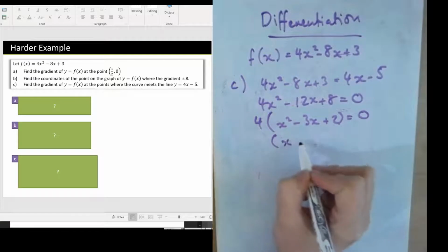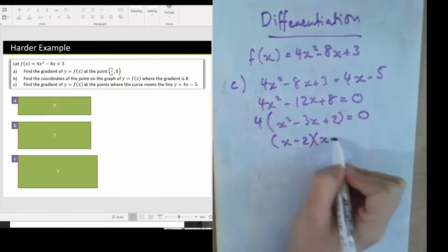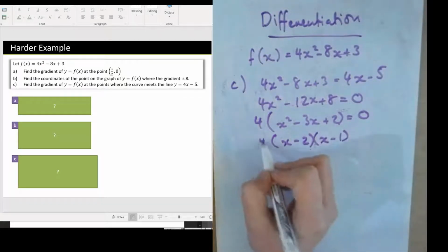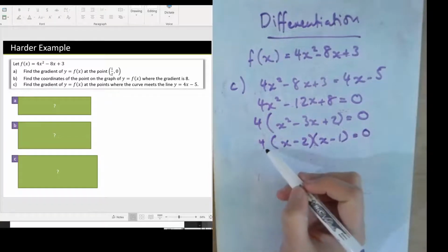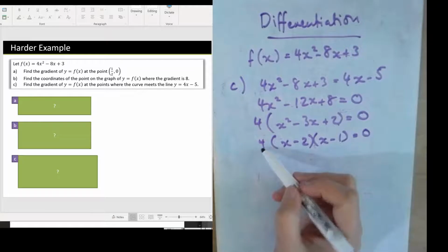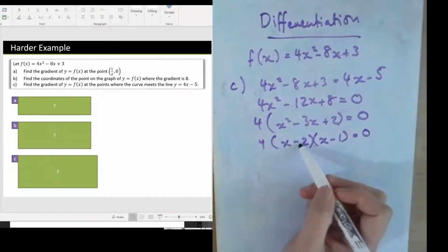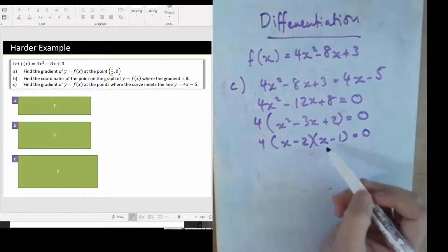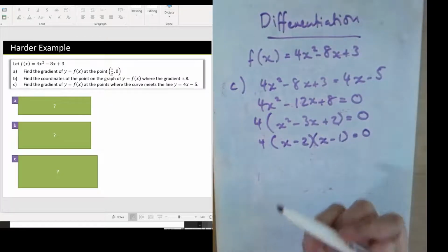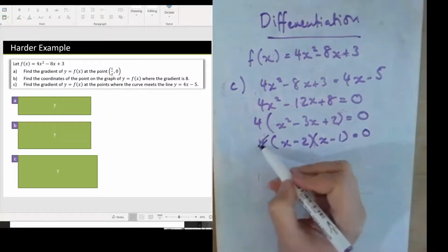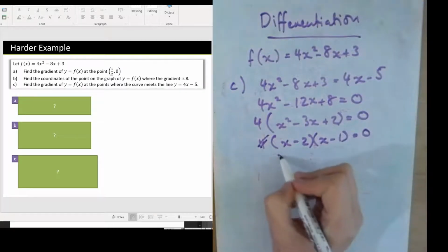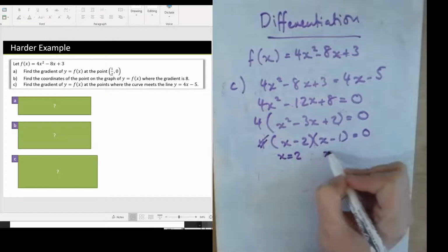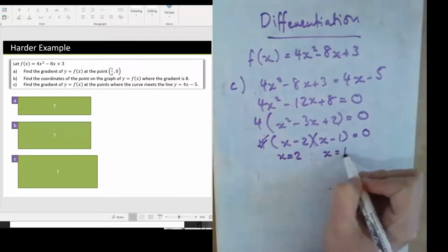I can then say, well, this is take away 2, this is take away 1. At this point, this 4, I don't really need this 4. I could pop it back in and say 4x take away 8 into this, or I could say 4x take away 4, and then it would make the x's be equivalent. But I don't really need it right now, so I'm just going to get rid of it because it's not really doing anything. So this is when x equals 2, this is when x equals 1.